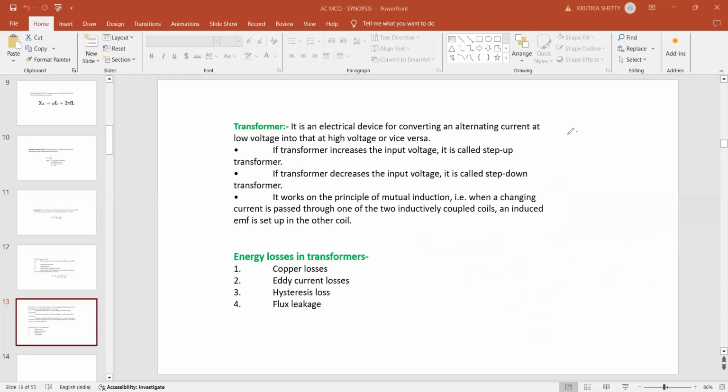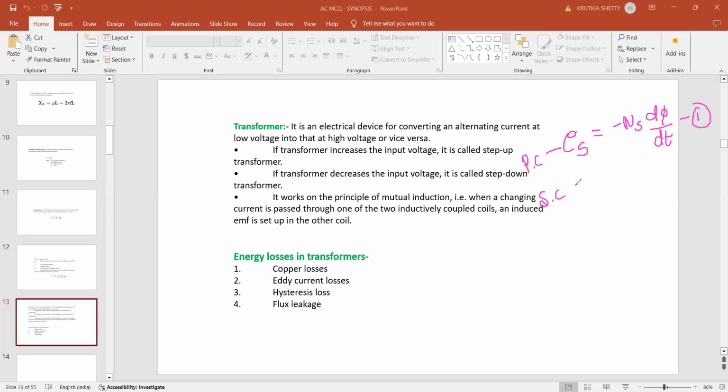Okay. So the EMF induced in the secondary coil is given by ES is equal to minus NS into d phi by dt. This is Faraday's law. See, EMF is equal to minus N d phi by dt, where NS is the number of turns in the secondary coil. So this is the EMF induced due to the secondary coil.